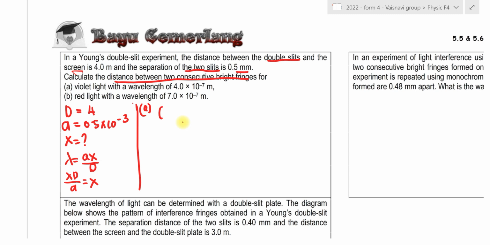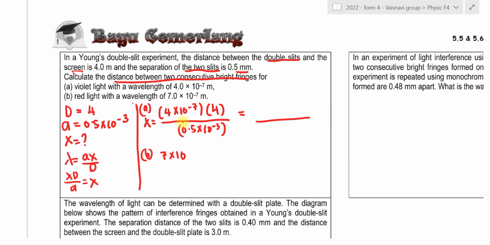For question A, lambda is 4 times 10 to the power of negative 7. Your D is 4. Your A is 0.5 times 10 to the power of negative 3. Okay, what is your X? And then for B, just change the wavelength only. 7 times 10 to the power of negative 7 multiplied by 4 divided by 0.5 times 10 to the power of negative 3.